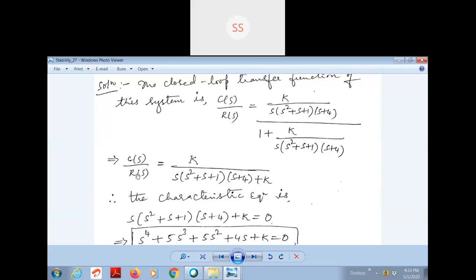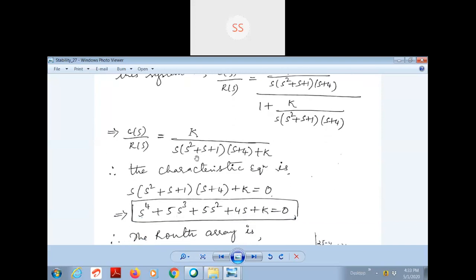So this is a transfer function in the simplest form, k by s into s square plus s plus 1 into s plus 4 plus k. So this is the characteristic equation. Now we will consider only the denominator part. Okay, so this denominator part is further used in writing the root array, and later we will determine the stability. Okay, so now the characteristic equation is this.